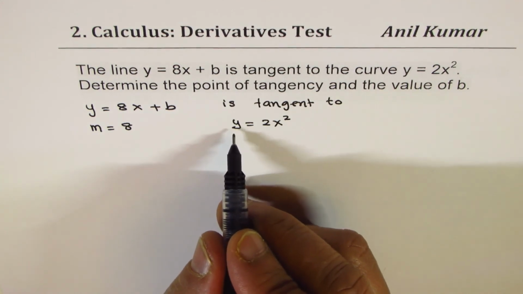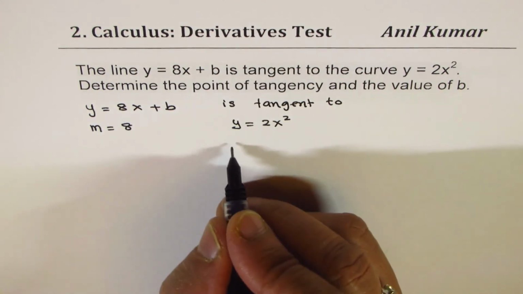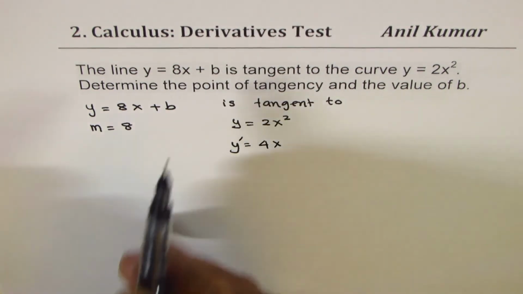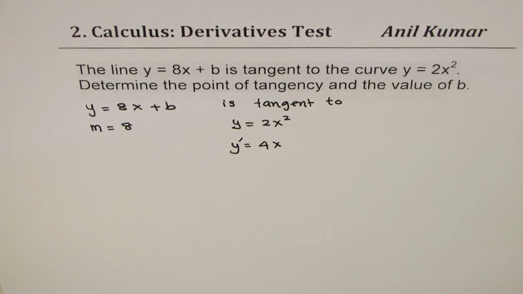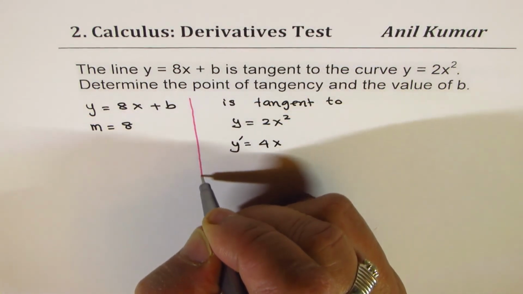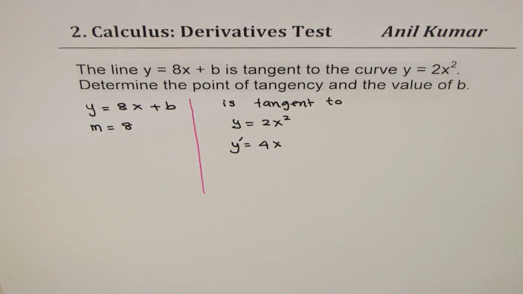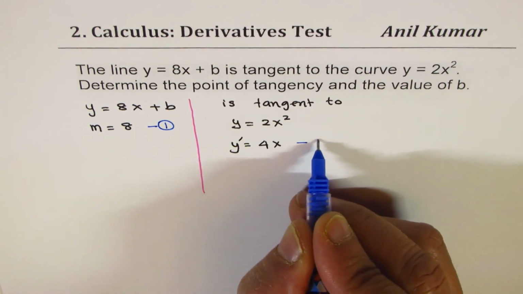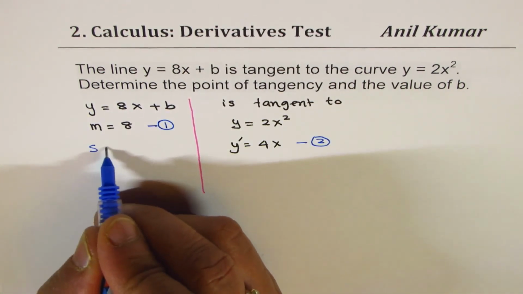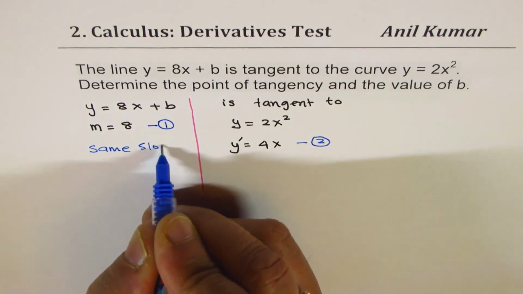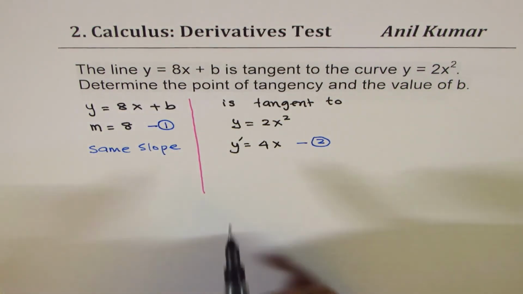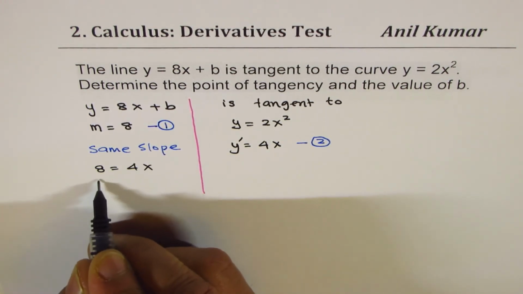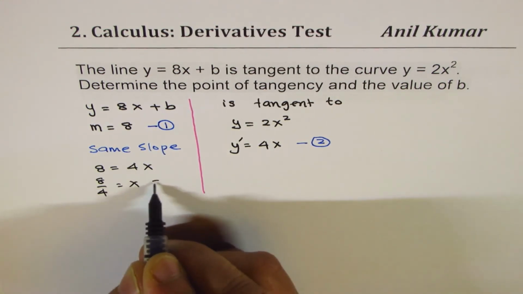Now what is the slope of any tangent on this curve? The slope will be derivative of this, which is 4x. Since the line is tangent to the curve, we can equate both slopes to be the same, correct? So slope 8 should be equal to slope 4x. Same slope. And that can help us find the value of x. So 8 equals 4x, and that gives us 8 divided by 4 is x, which is 2.